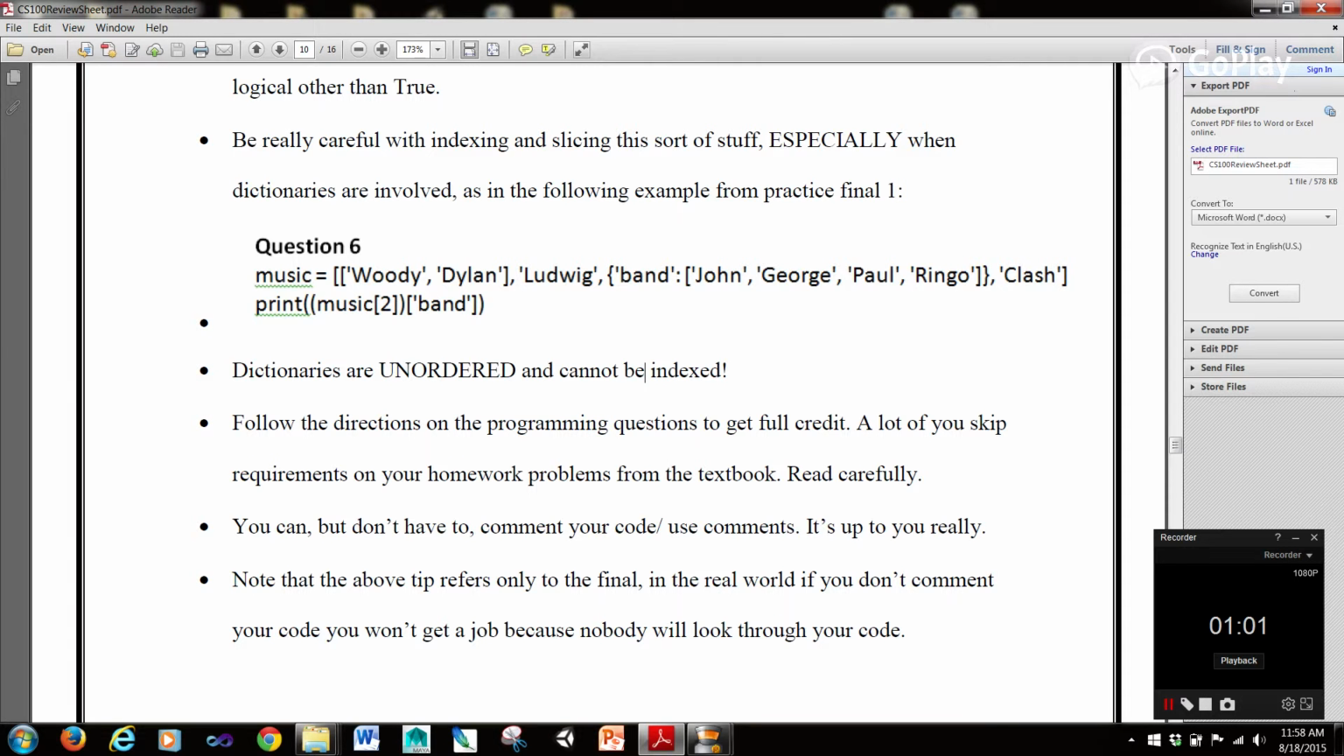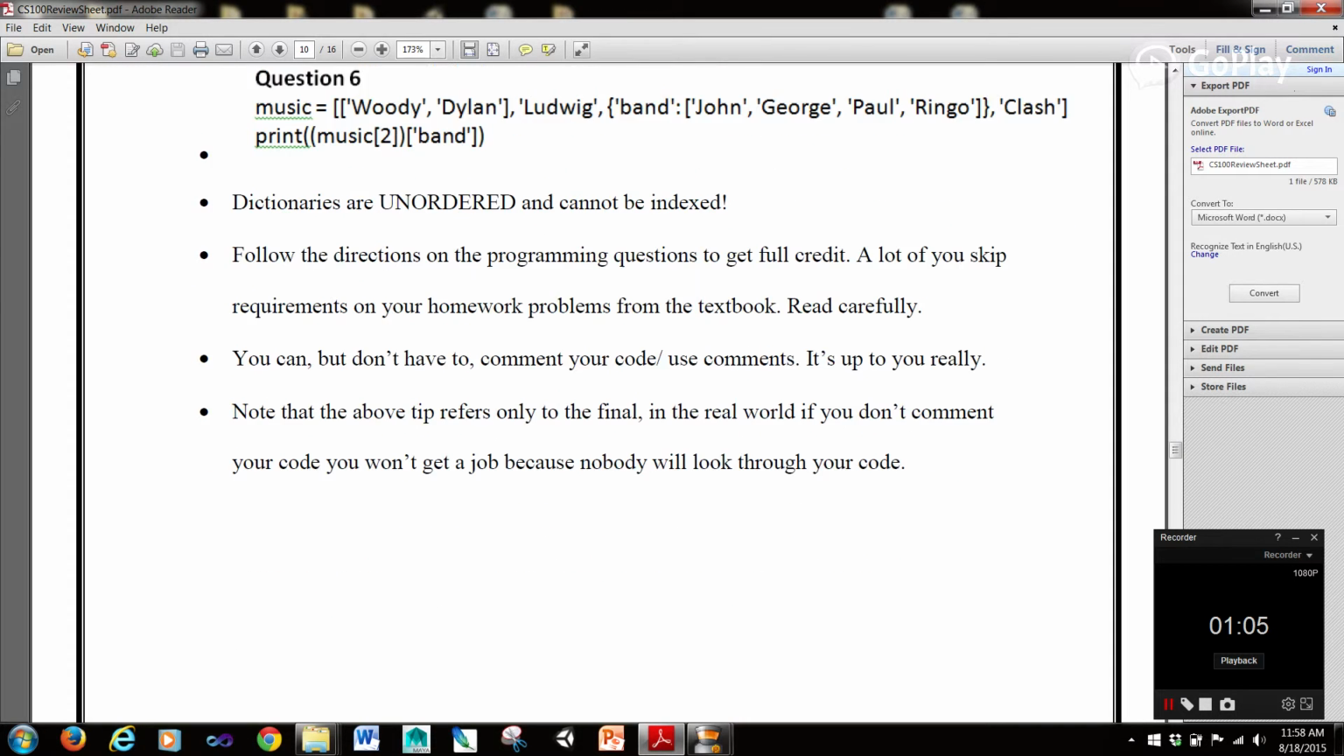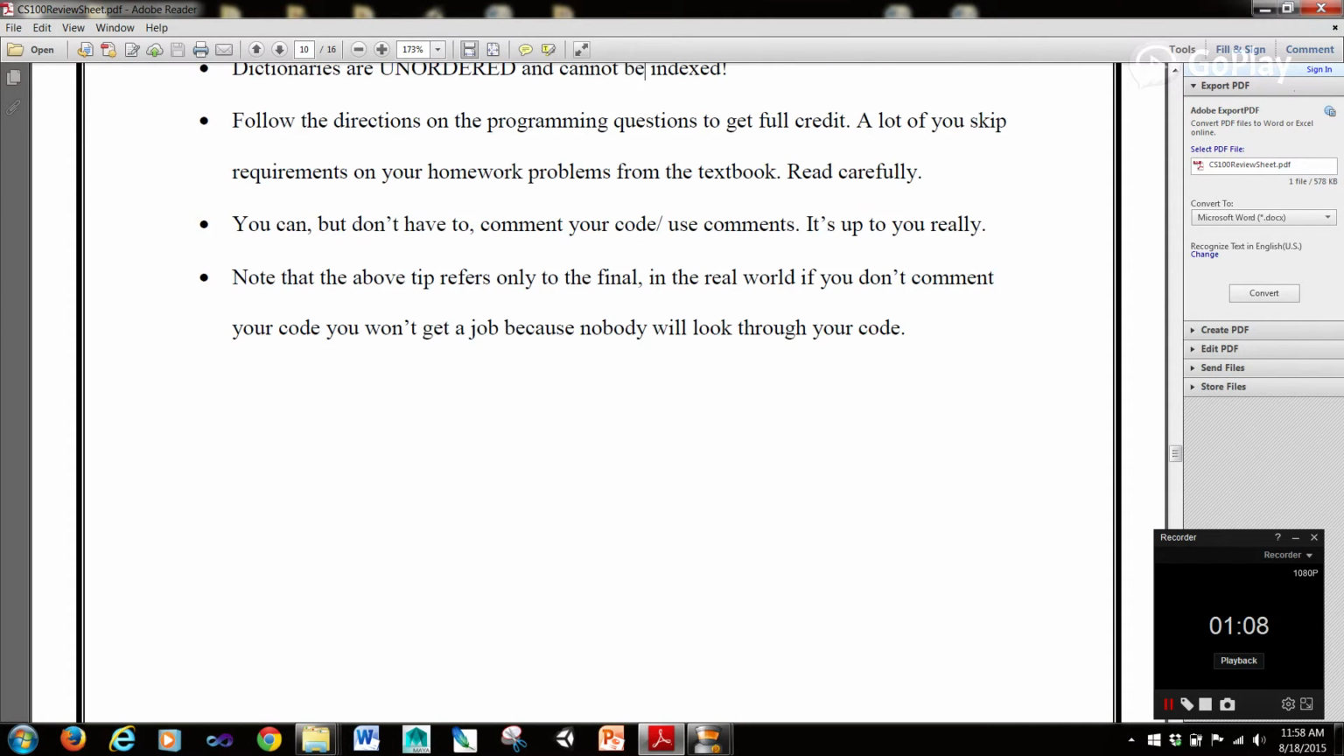A lot of you skip requirements on your homework problems from the textbook. You want to read carefully. In the past I've had students do a problem from the textbook that was part B when they were supposed to do part A, or they skipped one of the requirements detailed. If you do that in the exam, you're going to lose points, which is why I recommend making a bullet list of each specific objective that the question asks for, so that you can go back and check them off as you do them and as you review it.